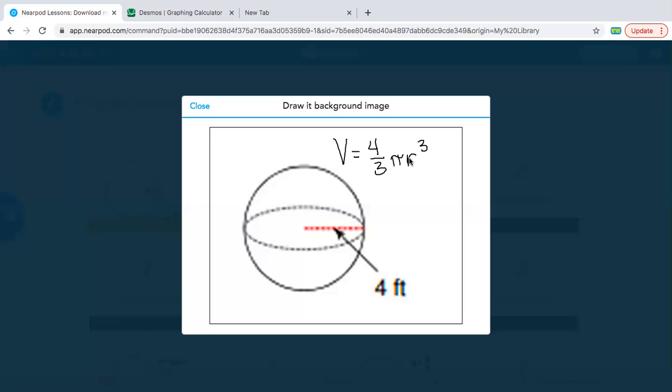As long as you understand that 4 here represents the radius, then we're good.